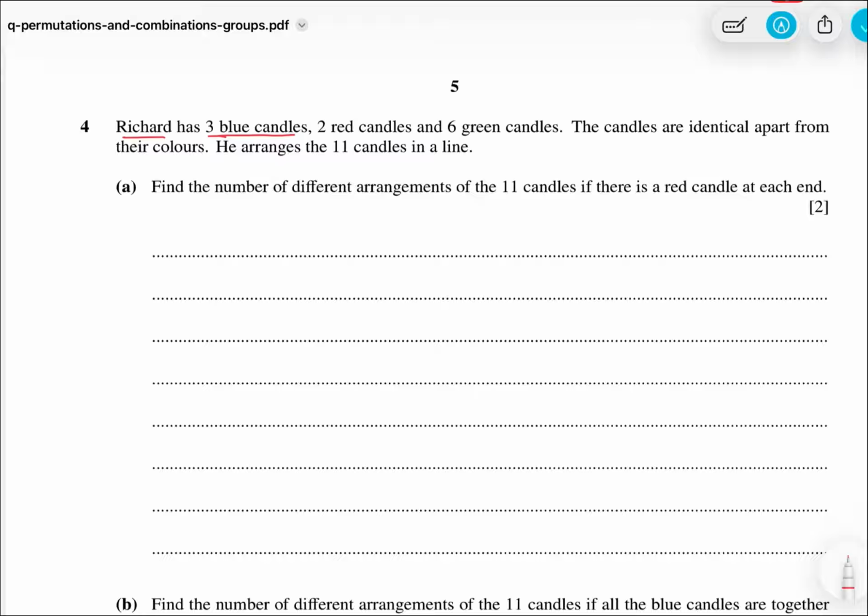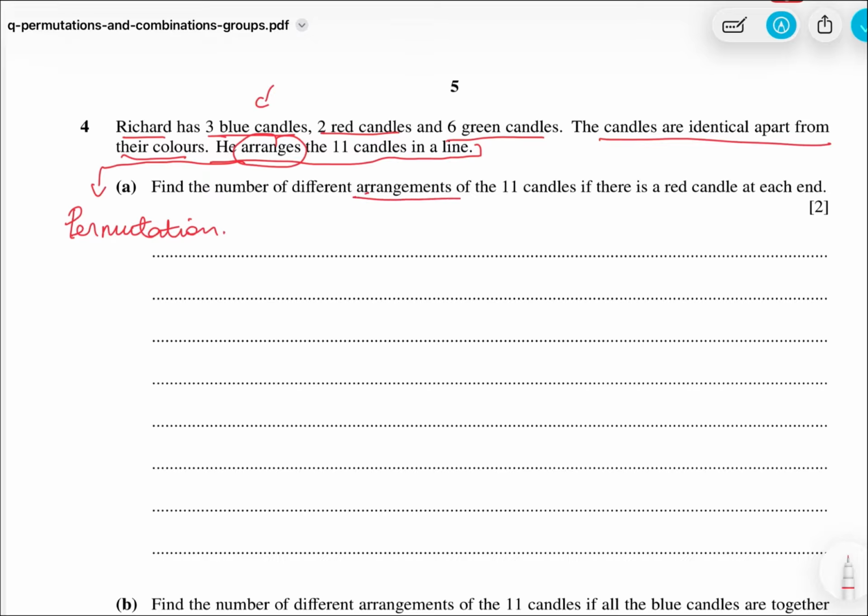All right. So Richard has three blue candles, two red candles, and six green candles. The candles are identical apart from their colors. He arranges 11 of them in a line. He arranges them, so it is permutation. Arrangements means permutation. Find the number of different arrangements of 11 candles if there is a red candle at each end.